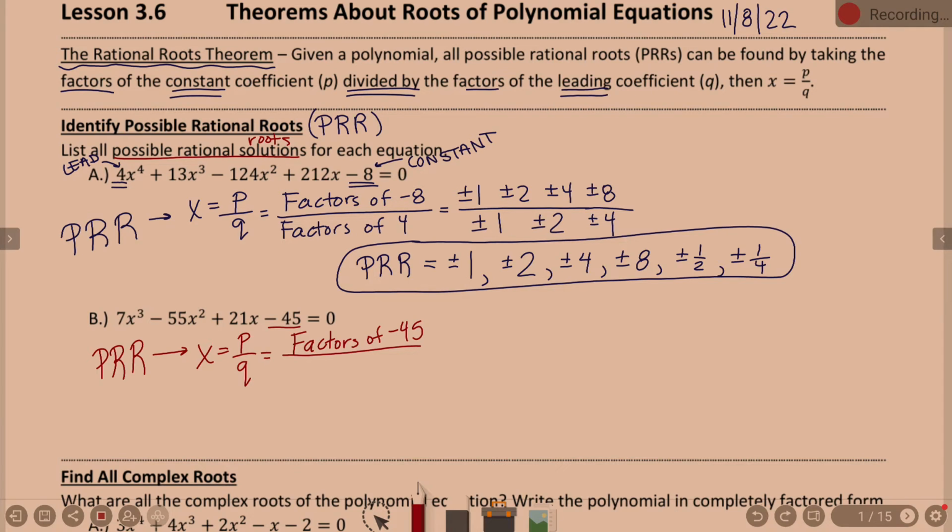Does the constant have to be the last number? Not necessarily. Will they always be provided to you in standard form? Not necessarily. Okay? So factors of negative 45, because that is my constant, over what? Factors of, what's my lead? 7.